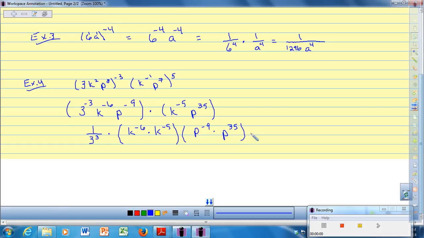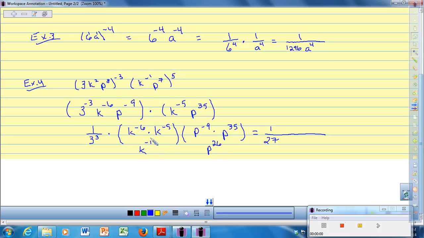We just add the exponents. So what is 3 to the third? 3 times 3 times 3. 27. So we get 1 over 27. We're going to have some things on the top and some things on the bottom. So 1 over 27. All right, I have k to the what? This is k to the negative 6, negative 11. Good. And this one is p to the, what's 35 plus negative 9? 26?